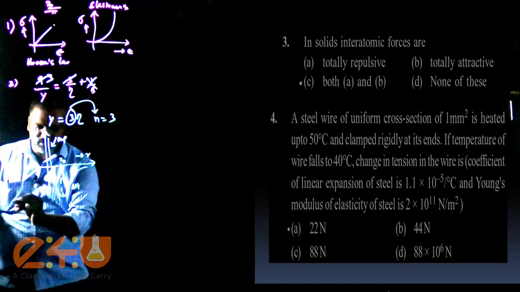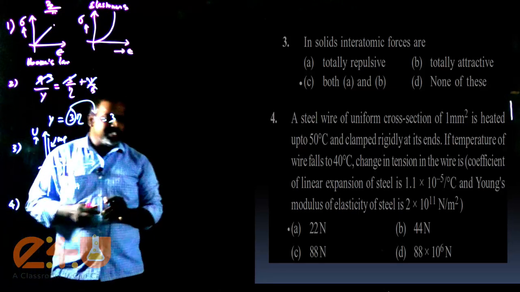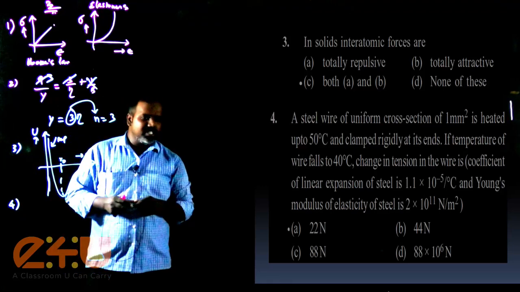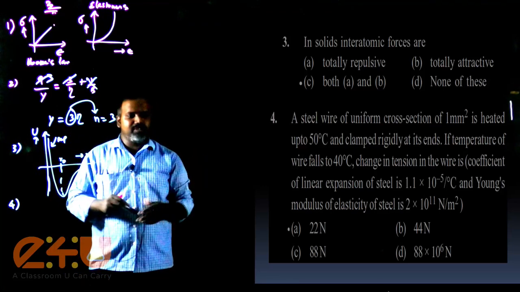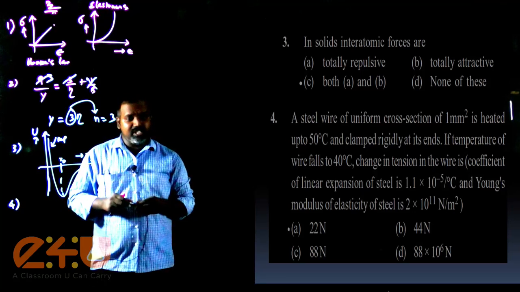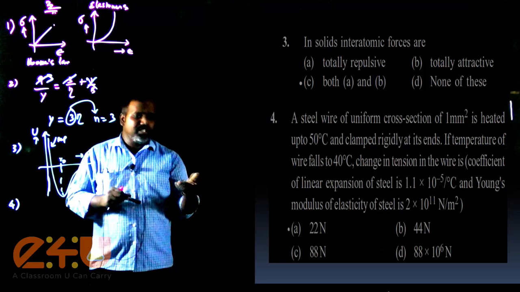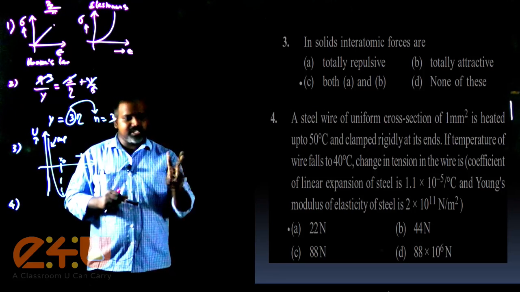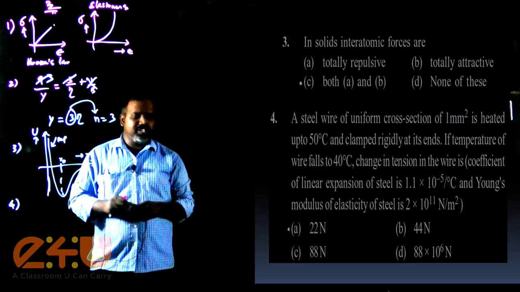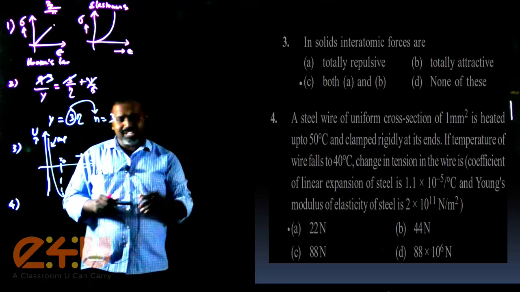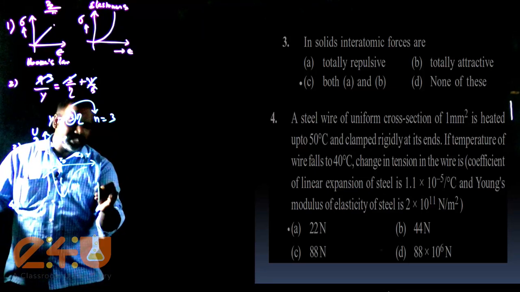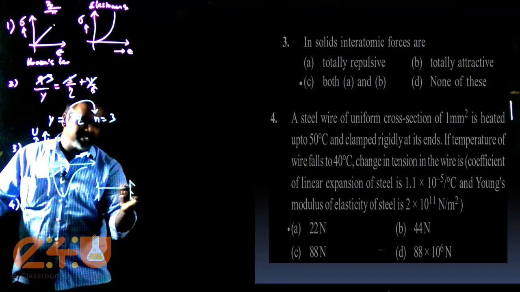Now please come to question number 4. A steel wire of uniform cross section 1 millimeter square is heated up to 50 degrees centigrade and the ends are clamped rigidly. There we said that it is related to the thermal effect on elasticity. There we discussed two kinds of thermal expansion: one is free thermal expansion, and the other is where the ends of the material are fixed rigidly, as in question number 4.